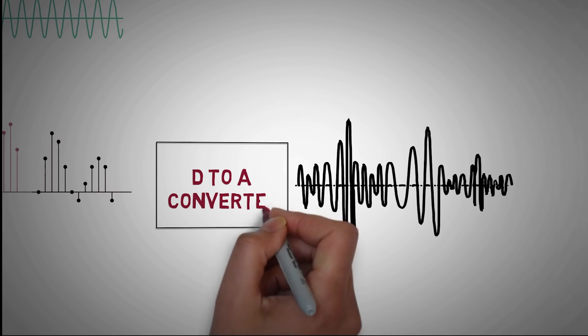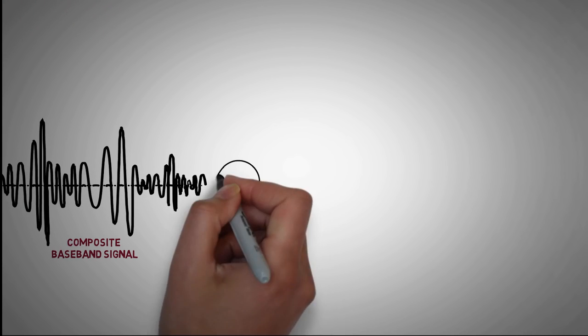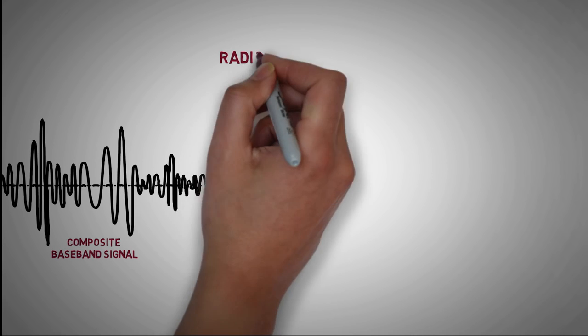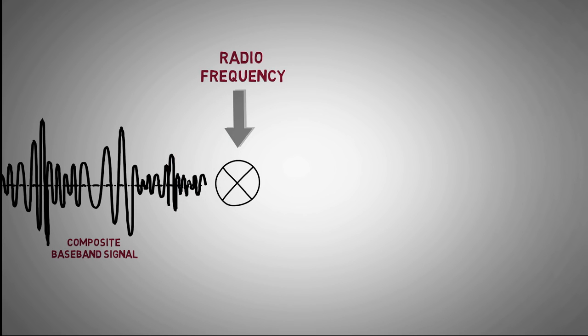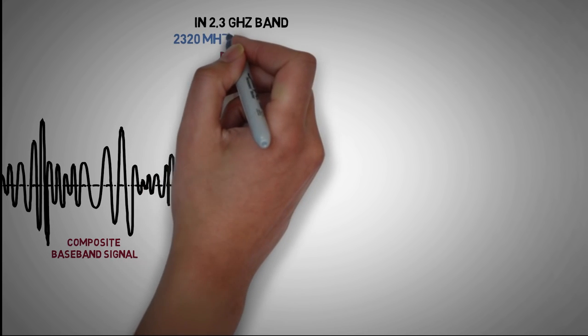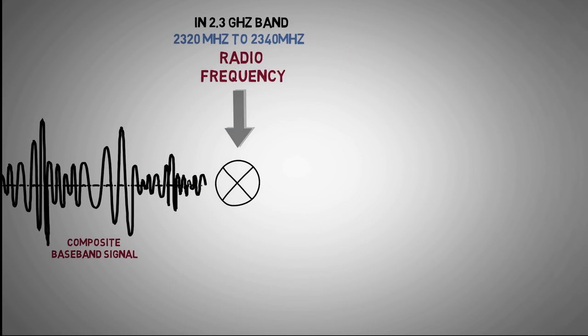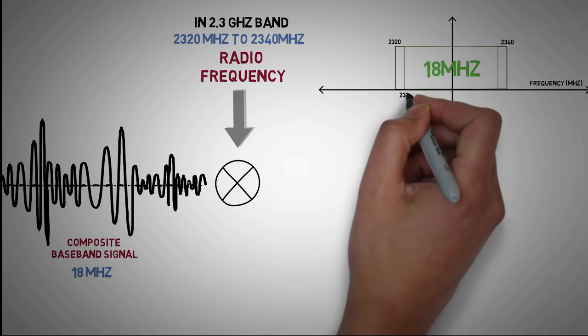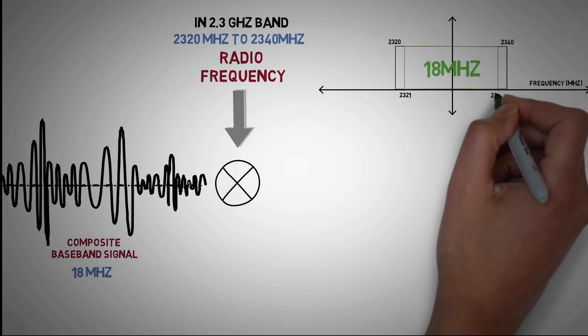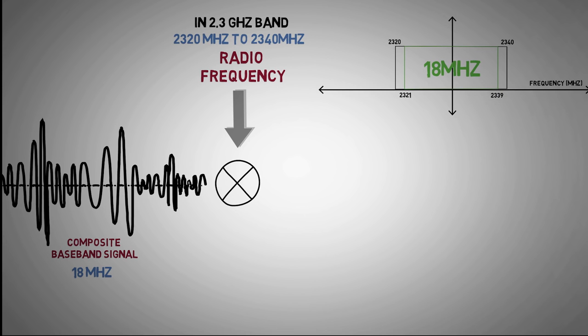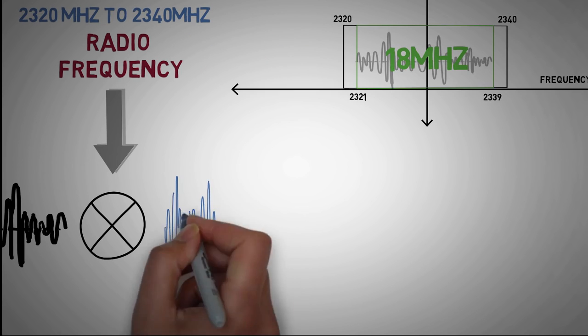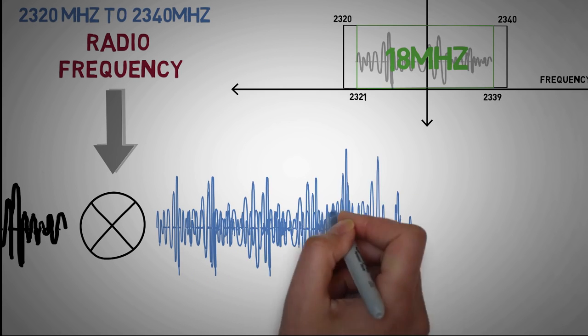Now this time-sampled signal is converted into an analog wave by a digital to analog converter. Further, the composite waveform is modulated at the desired radio frequency for transmission. For example, an operator has a license for 2320 MHz to 2340 MHz. The 18 MHz band will be mapped from 2321 MHz to 2339 MHz using analog modulation. And finally, the Node B transmits the signal over air.